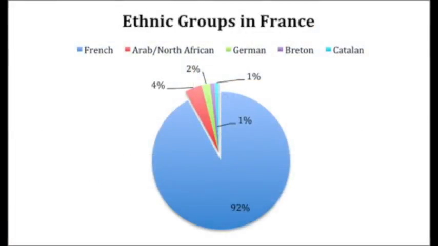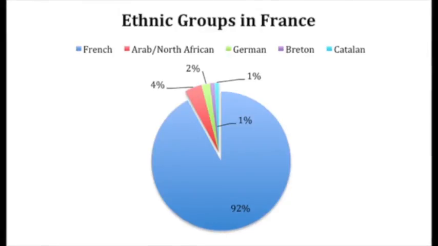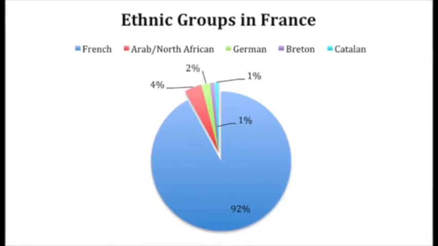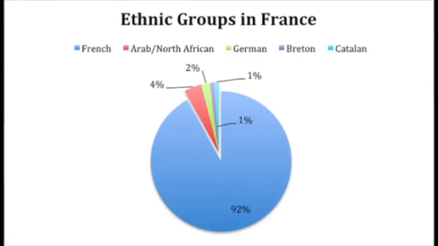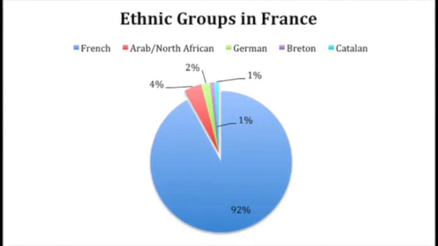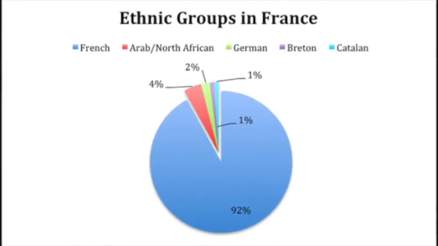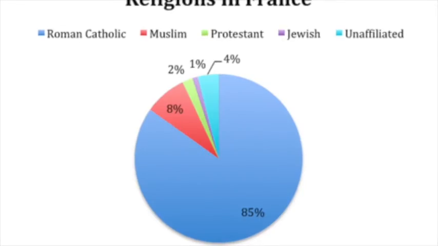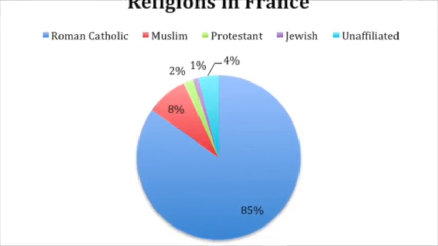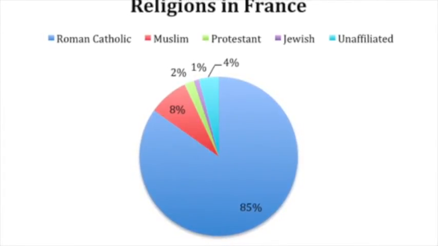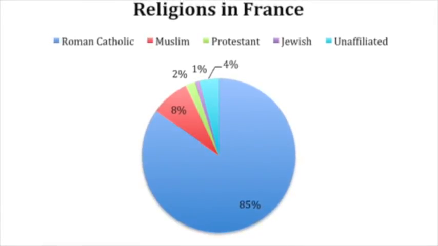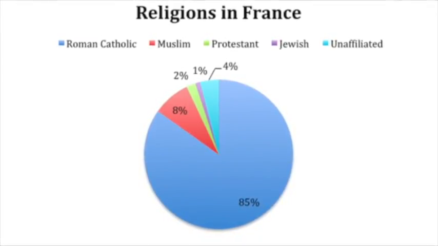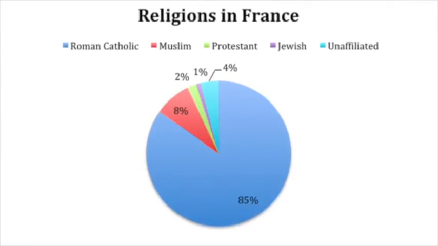There are many different areas in the socio-culture of France. To begin with, the ethnic groups in France are first and foremost French, which is 92%, Arab North African, which is 4%, German, which is 2%, and Breton, 1%, along with Catalan, which is another 1%. The religion in France is mainly Roman Catholic, reigning at 85%, along with Muslim, 8%, Protestant 2%, Jewish 1%, and 4% of the population remains unaffiliated.